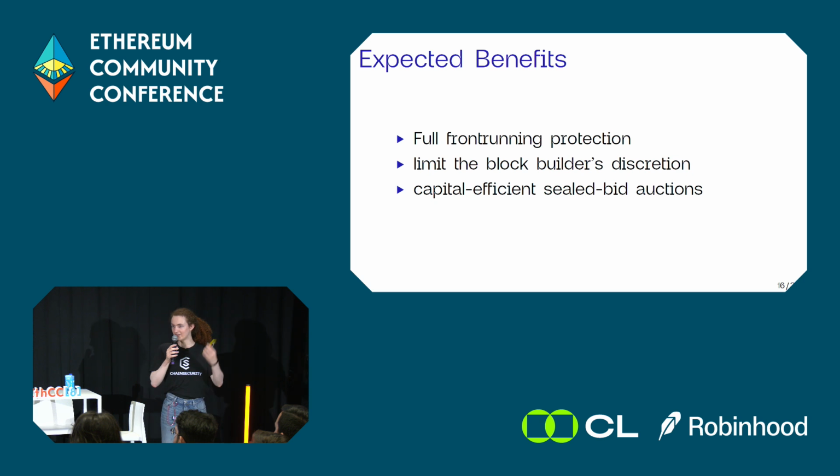So what would be the expected benefits of a system like this? Well, you would get, for once, front-running protection, which is nice. You would also limit the ability of the block builder to front-run transactions and rearrange transactions because they cannot see the transactions while they are not revealed. And you hope to get capital efficient sealed bid auctions because commit and reveal sealed bid auctions have this locking up a lot of capital for a while.